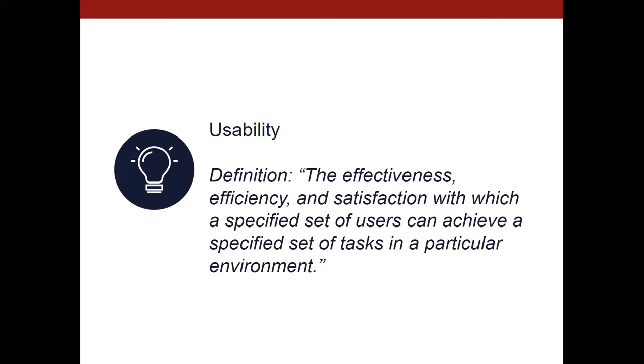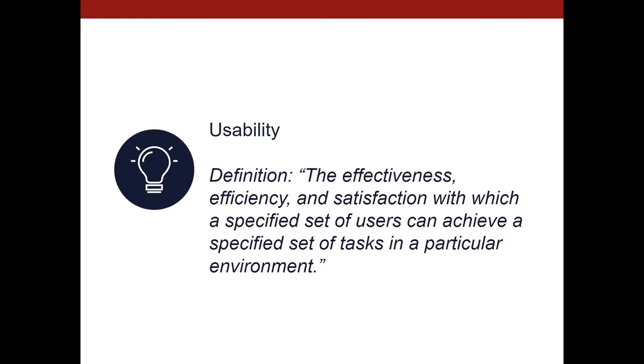Usability. The International Standards Organization defines usable as the effectiveness, efficiency, and satisfaction with which a specified set of users can achieve a specified set of tasks in a particular environment. One thing we always want to emphasize with accessibility and usability is it is possible to be accessible and not usable. It is possible to be usable and not accessible.